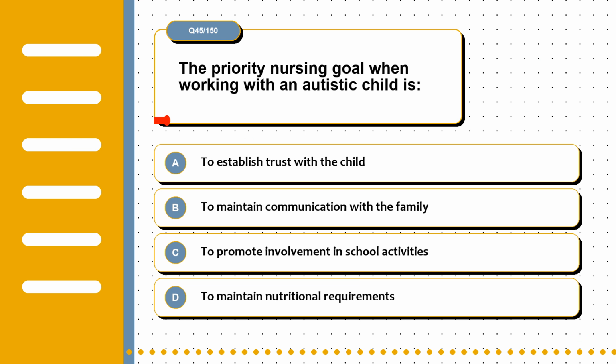Question 45. The priority nursing goal when working with an autistic child is. Here are the options. Option A. To establish trust with a child. Option B. To maintain communication with the family. Option C. To promote involvement in school activities. Option D. To maintain nutritional requirements.